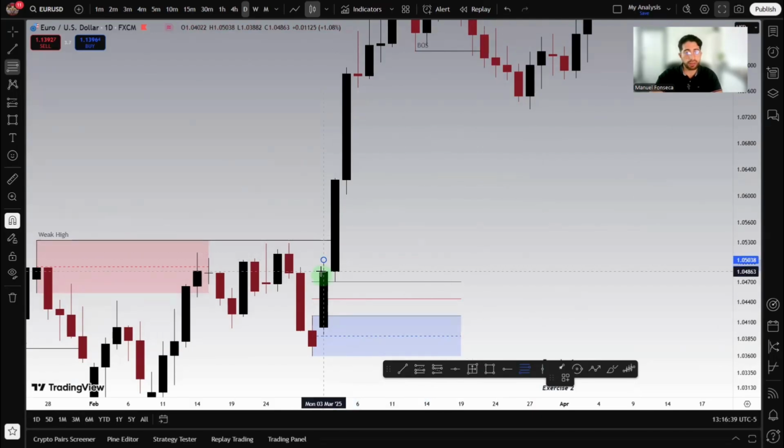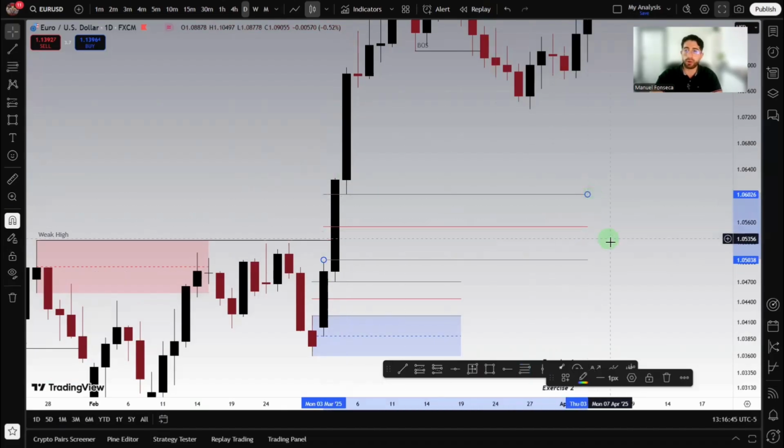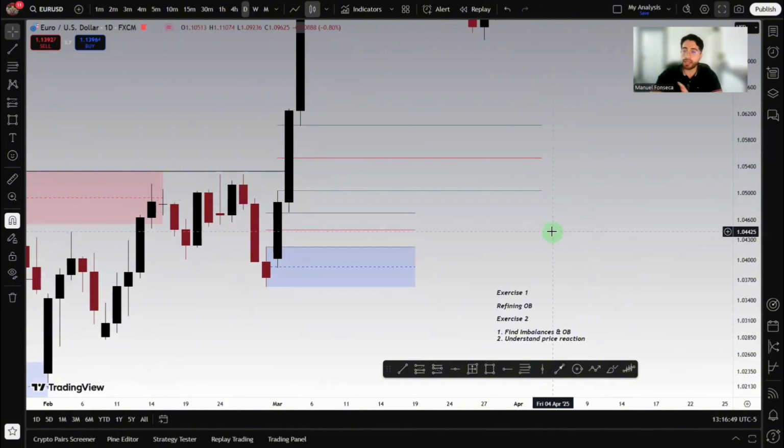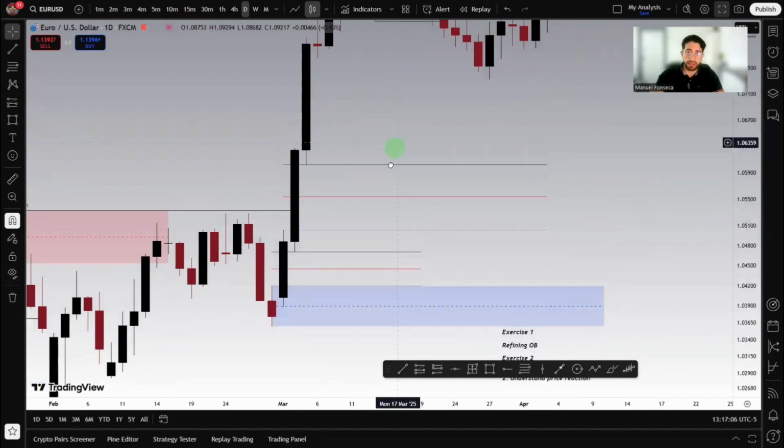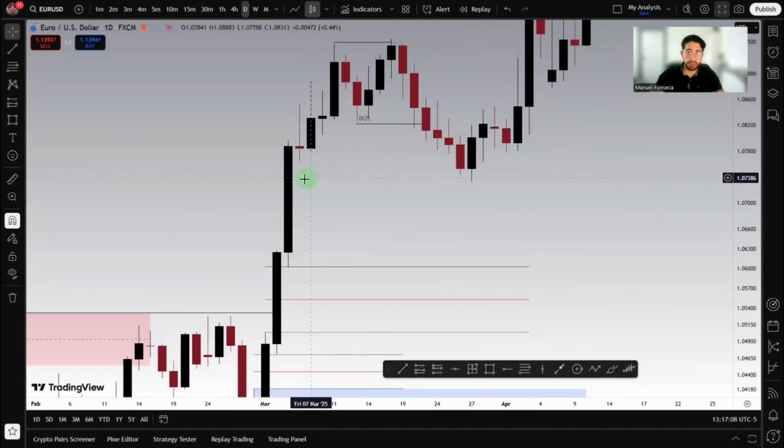This is candle number 1, this will be candle number 2, and candle number 3. And you say, will it work like that with all of them? We will learn to identify which is the correct one in further classes. I think you have enough information. Let's keep analyzing. The next imbalance is this one.